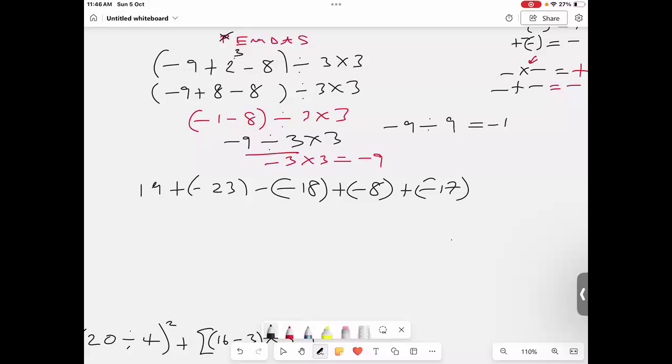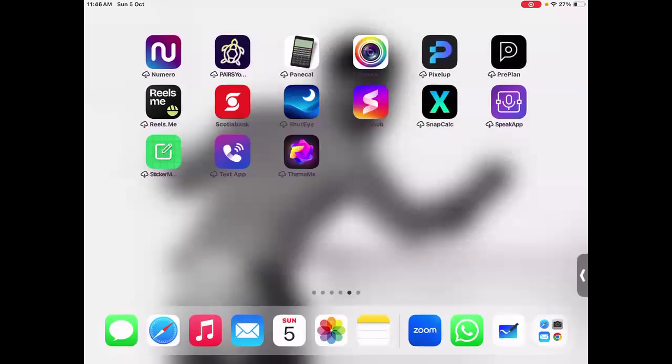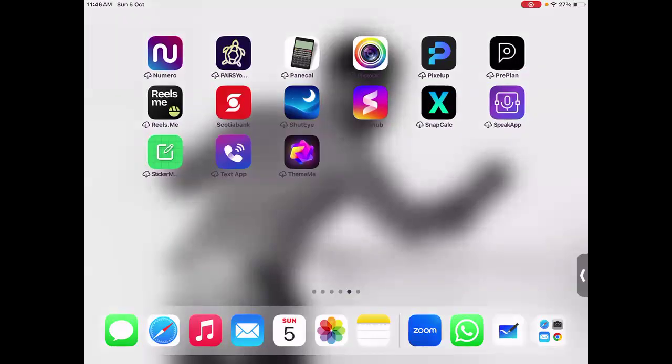All right, so both answers possibly could be correct, because obviously -9 divided by 9 is -1, and -3 times 3 is -9. So let us consult our calculator, since the calculator usually gives us the correct answer. This question, just a second, let me grab it from my template here.